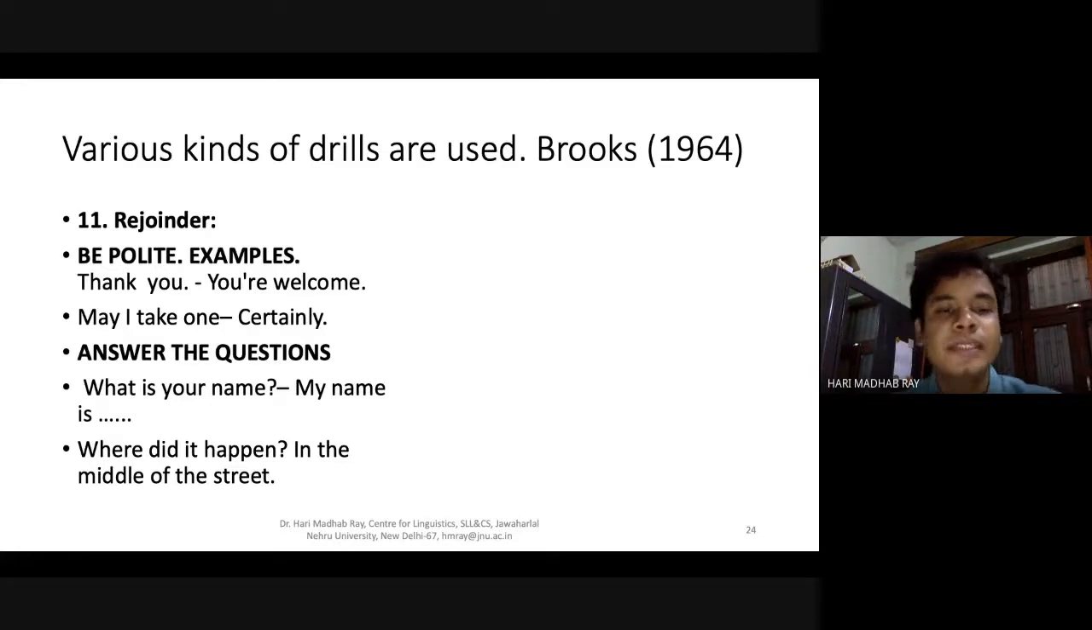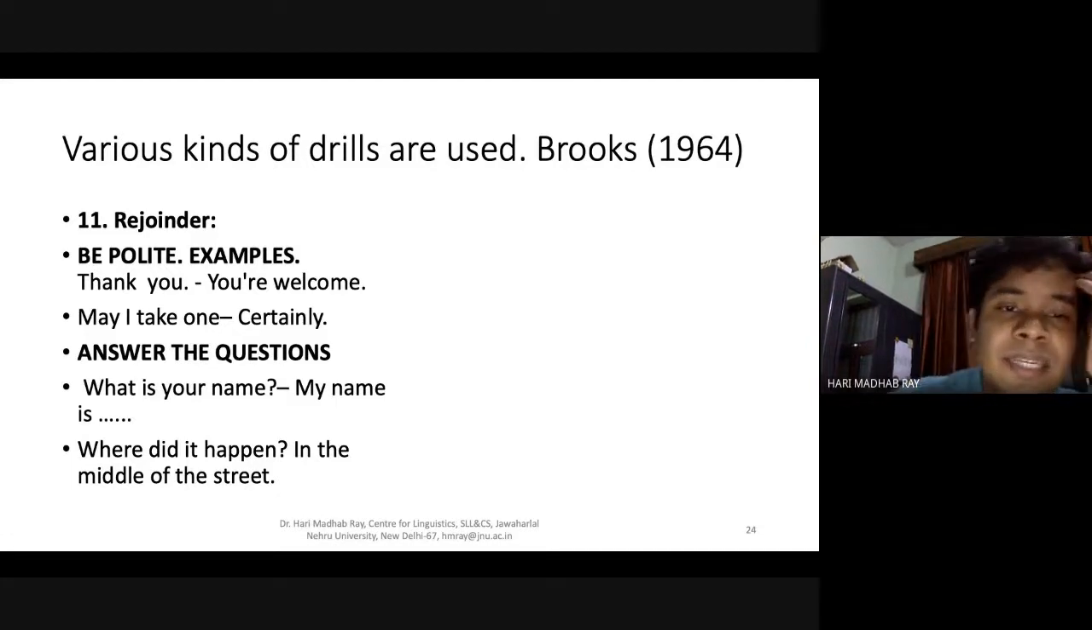Let's say, be polite. I'll give you one or two examples, not many. So for be polite, example: thank you. If someone says thank you, immediately you will have to say you are welcome, with that kind of facial expression. May I take one? In a particular situation, in a context, if someone says, may I take one? You need to say certainly. Let's say if you want to give that, so certainly.